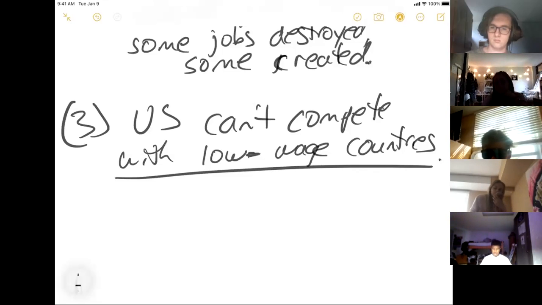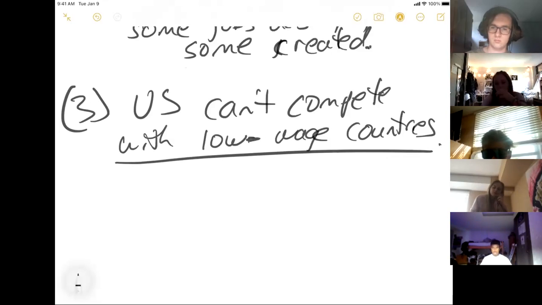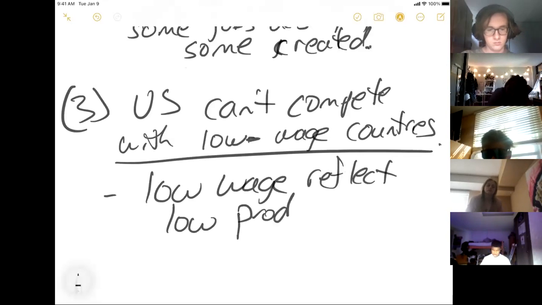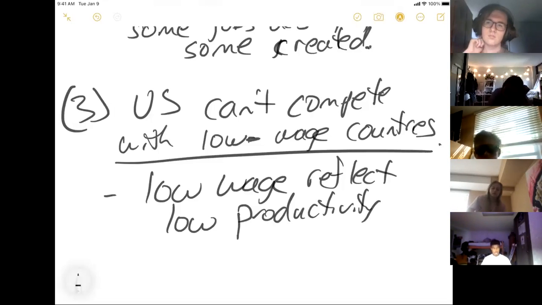Well, what we've learned in this class tells us why. What's true about countries that have low standards of living? They have low productivity. Low wages reflect low productivity. Why does Haiti have low productivity? Because they have very little human capital, physical capital, and technology. Why would a company want to locate to a place where they have very little human capital, physical capital, and technology? They wouldn't. And that's why we don't see people or companies moving to Haiti, right?